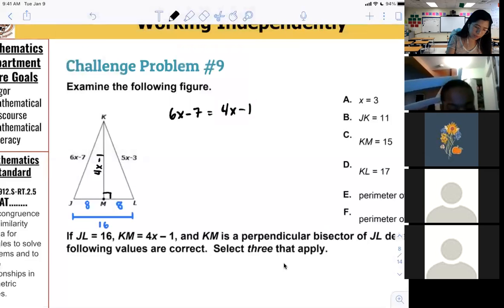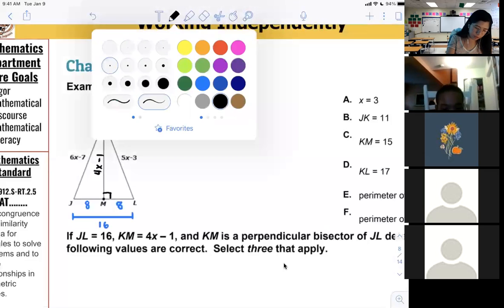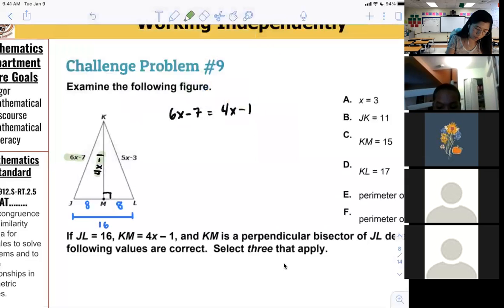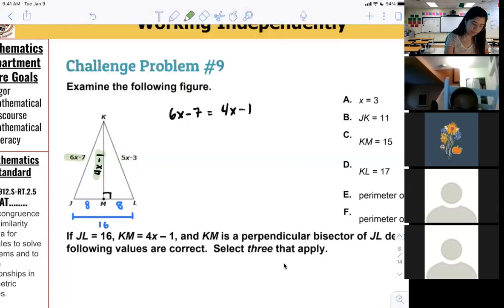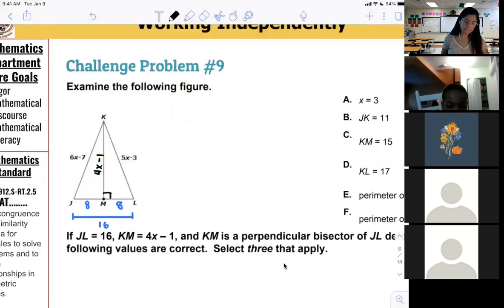Okay, what do you guys think? Would those two be congruent? I disagree. You disagree? Why? Because we don't know anything about them being congruent, like at all. There's no information that proves that. There's not enough information. Is there something else though that I can set up?